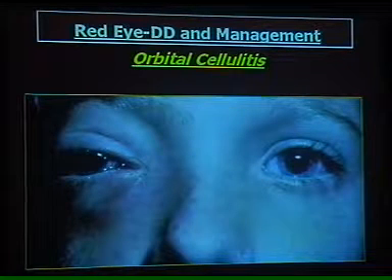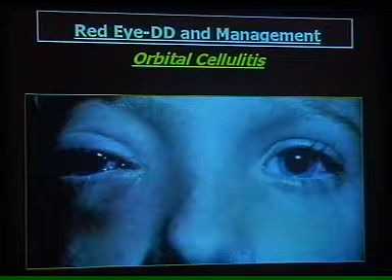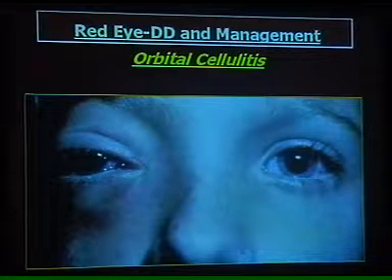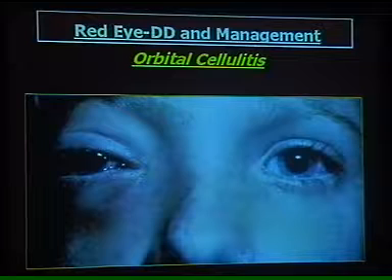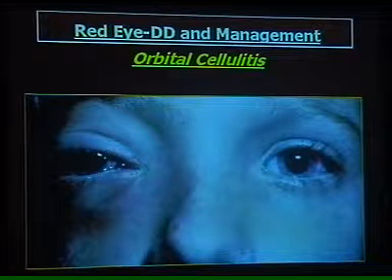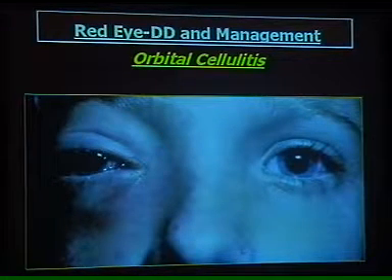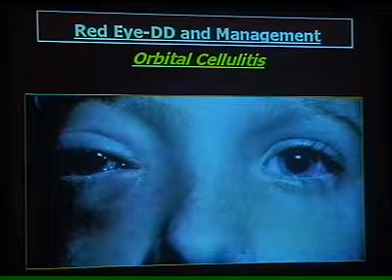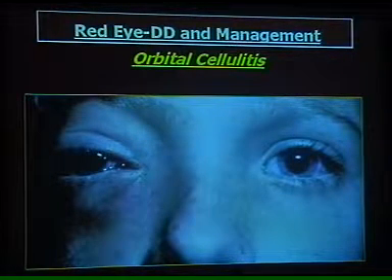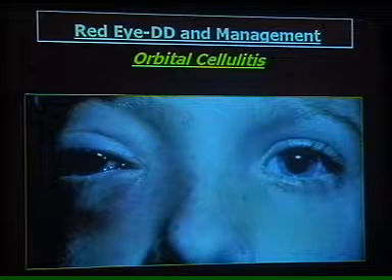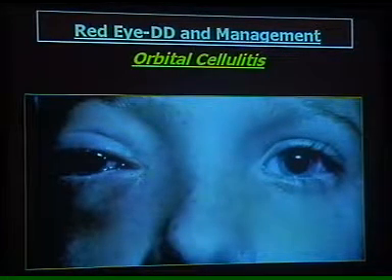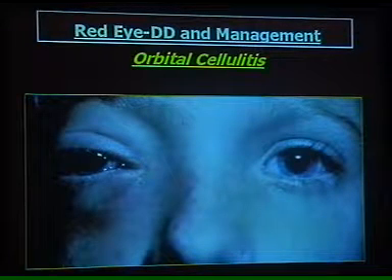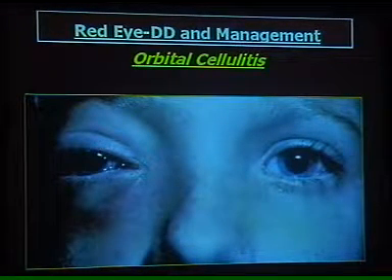Orbital cellulitis is very common in children, and as I mentioned last time, there are two types of cellulitis. One is pre-septal cellulitis, in which the inflammatory process is limited outside the orbital septum. The orbital septum is like a cartilaginous barrier between the eyeball and the outside. So inflammation outside the orbital septum is preseptal cellulitis, and once the inflammation for one reason or the other has gone inside the orbit, it is called orbital cellulitis.